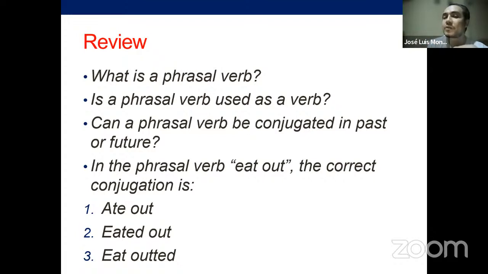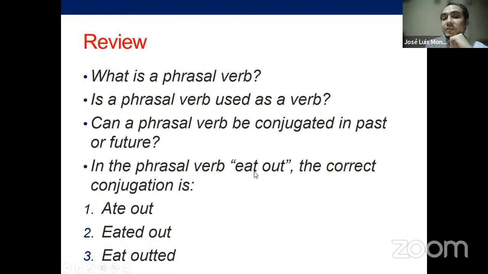For example, go out. I always go out on the weekend. I went out to celebrate my birthday, or I will go out next week. So present, past, future. We have the conjugation for phrasal verbs. In this case, go out.